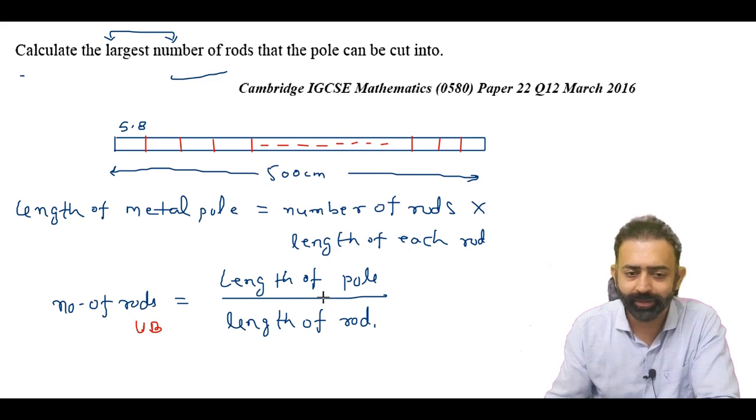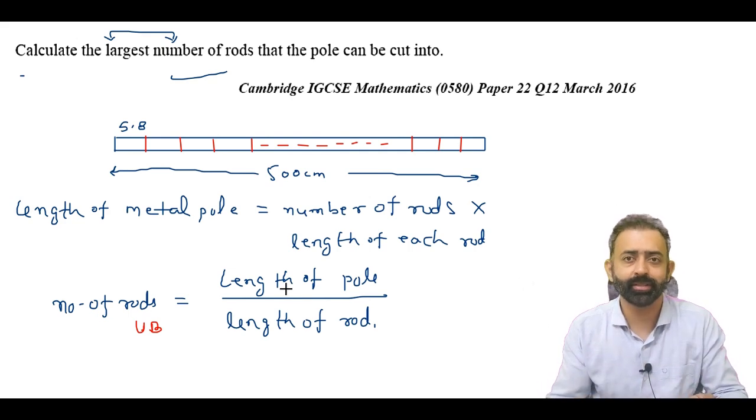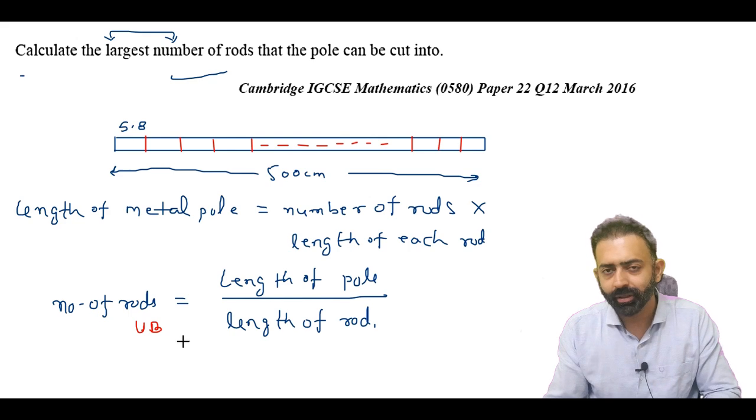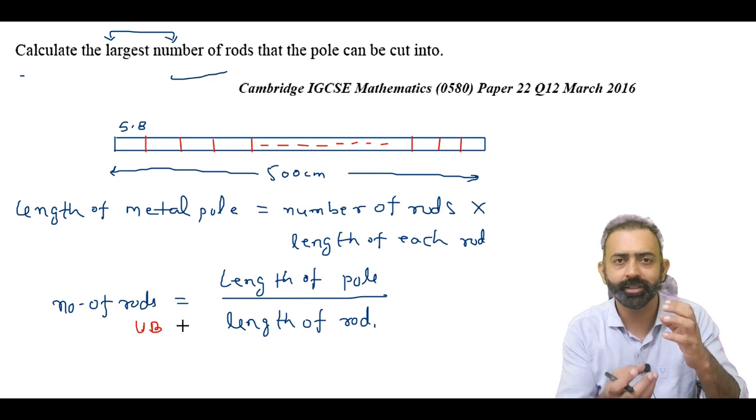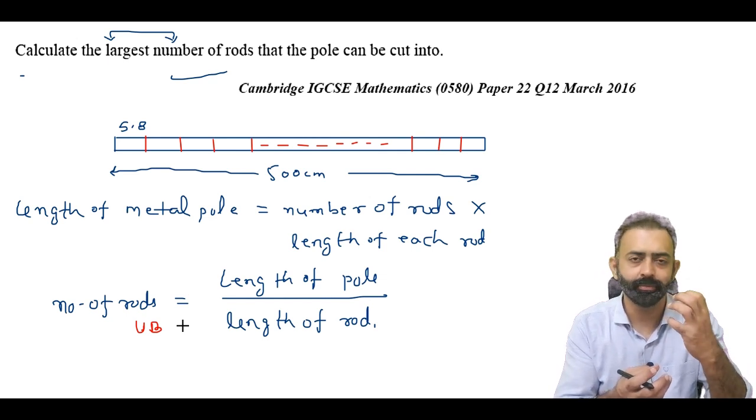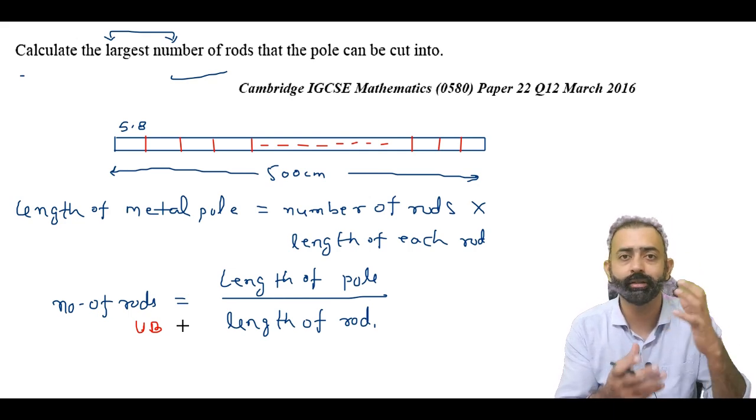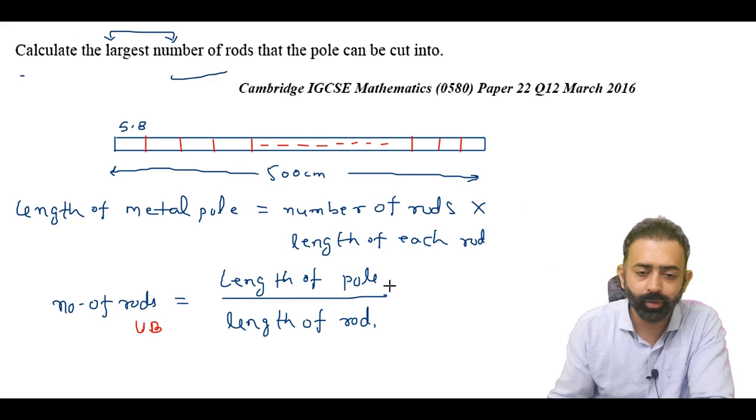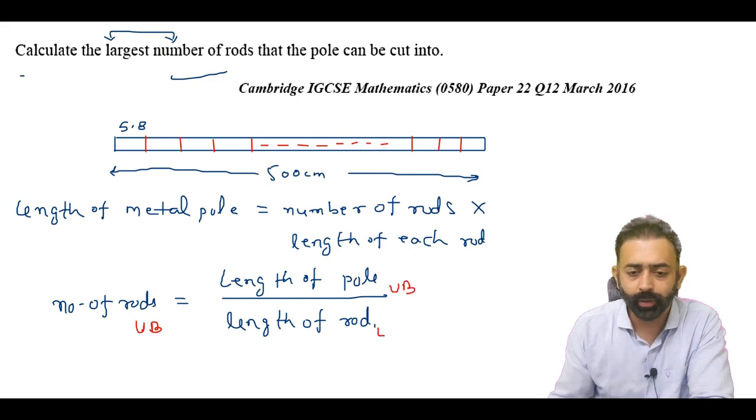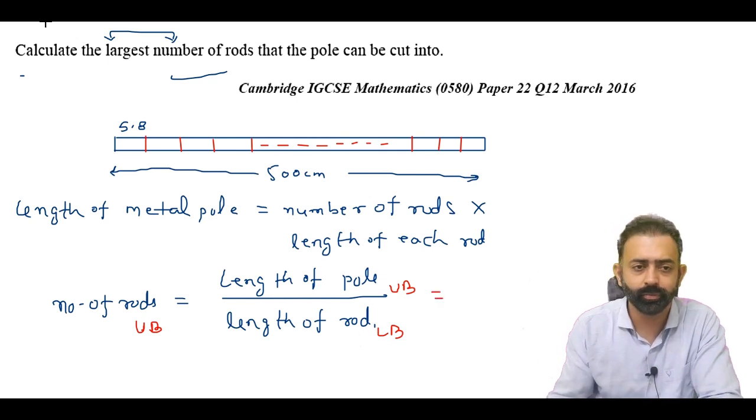So the answer is that since the number of rods is given as a fraction, and this fraction has to be maximized, meaning we need to find the maximum value of this fraction, this can only be possible if in the fraction the denominator is minimum and the numerator is maximum. You keep on reducing the denominator and increasing the numerator, you will get a bigger value. So to get the maximum value, I will use the upper bound of the length of the pole and the lower bound of the length of the rod.